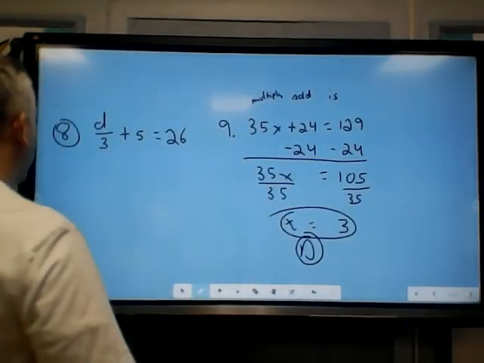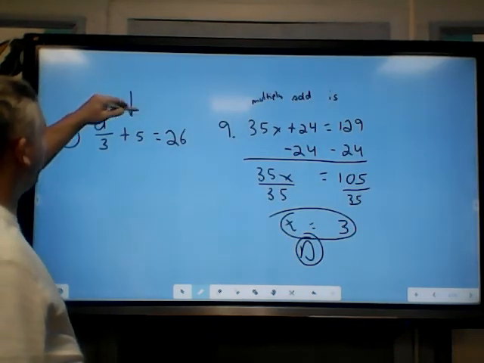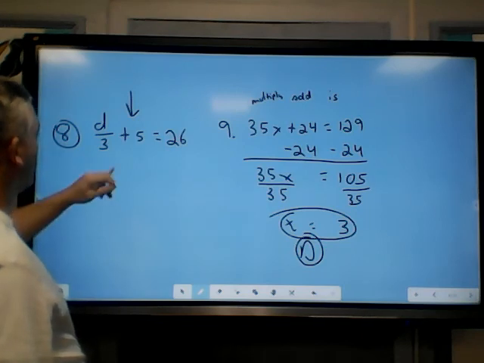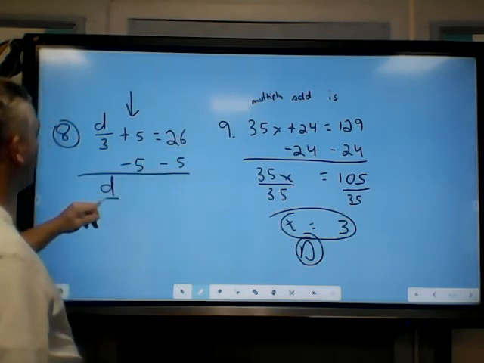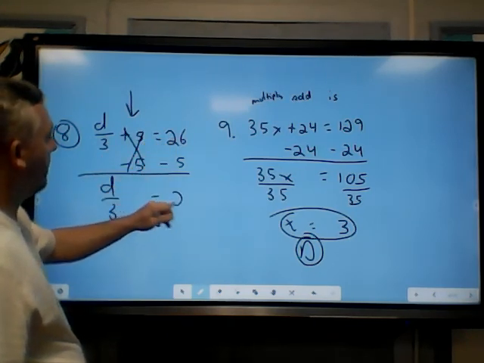Then we get number 8, which is the two-step equation also on your test. This one you will move the 5 first because you can't move the numbers attached to your letters. Remember, reverse order of operations when solving backwards, so you subtract 5. It says plus 5, so d over 3 drops down. That cancels out the 5. 26 minus 5 is 21.